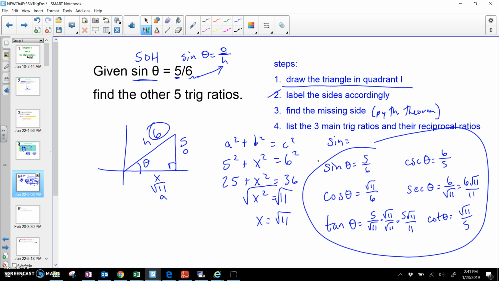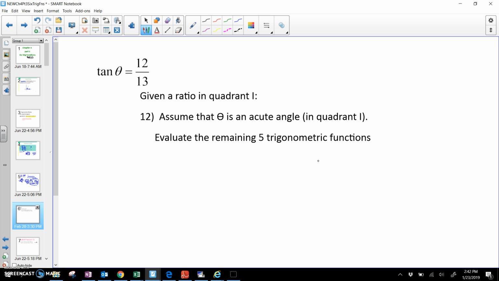Let's look at another example. Tangent theta equals 12 over 13. It says assuming that theta is an acute angle in quadrant 1, evaluate the other 5. So once again, draw my triangle in quadrant 1. This is my theta. Tangent is opposite over adjacent. The opposite is 12, the adjacent is 13.